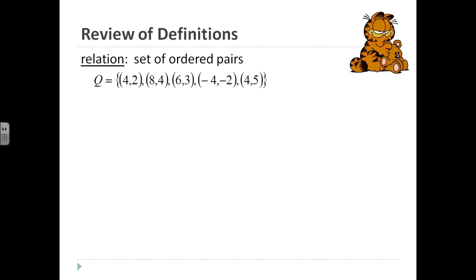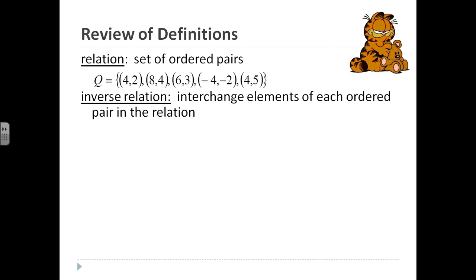So like you have this relation Q, and if we wanted to figure out the inverse relation, all we're going to do is interchange our elements. So the x's become y's, and the y's become x's. So we end up getting Q inverse is this relation. And remember, sometimes relations are functions, and sometimes they're not. So we do make that distinction when we need to.